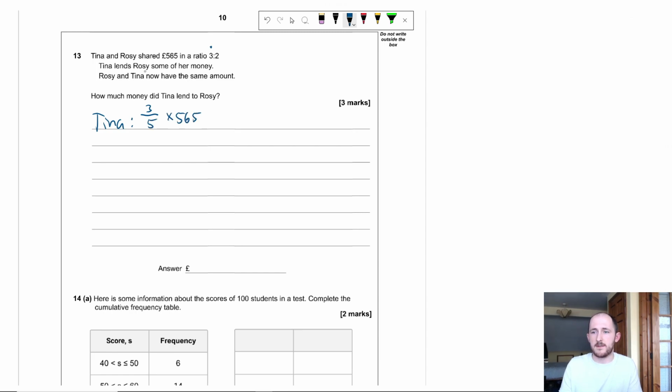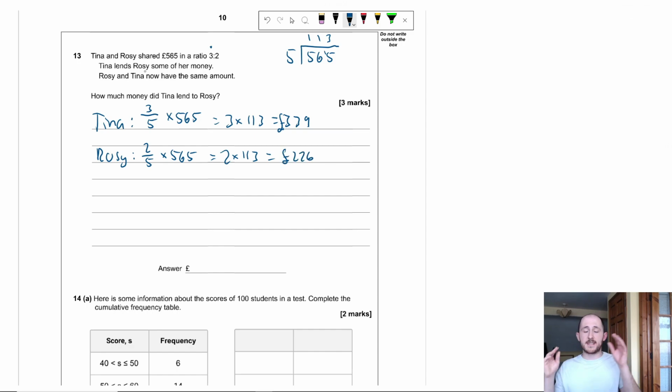So we need to do 565 divided by 5, so 5 into 565. 5 into 5 is 1, 5 into 6 is 1, remainder 1, and 3. So it's 3 times 113, which is £339. And Rosie is going to have 2 over 5 times 565, which is 2 times 113, which is £226.